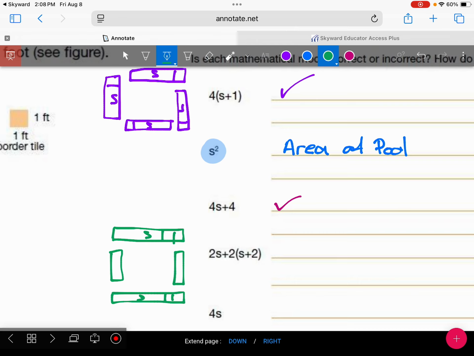Where did they go, dear? What about our last one? 4 S's. Is that enough? Why not? What? If I don't include the singles, what am I missing?